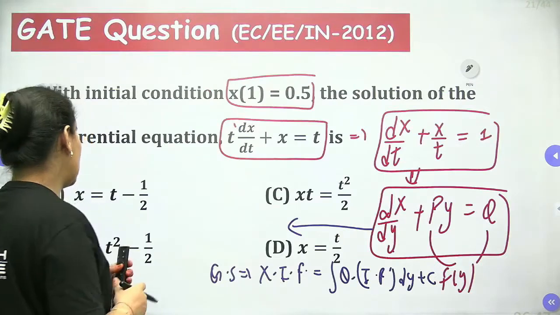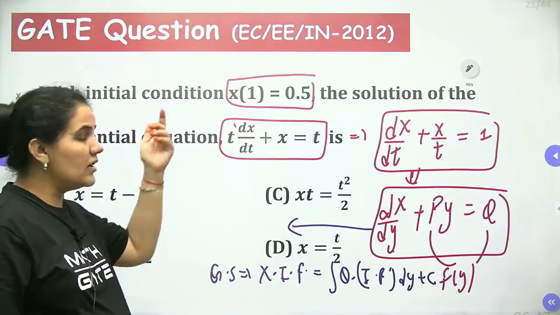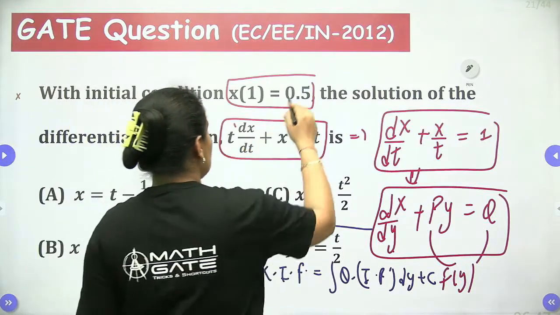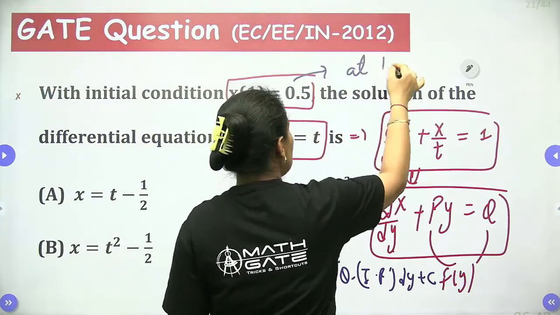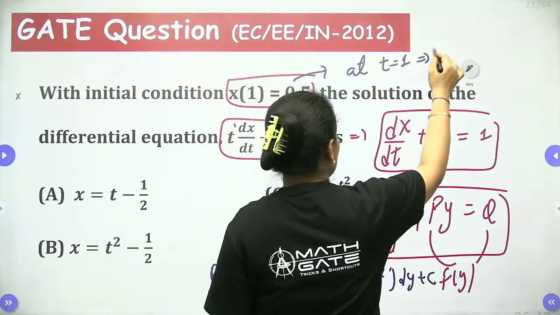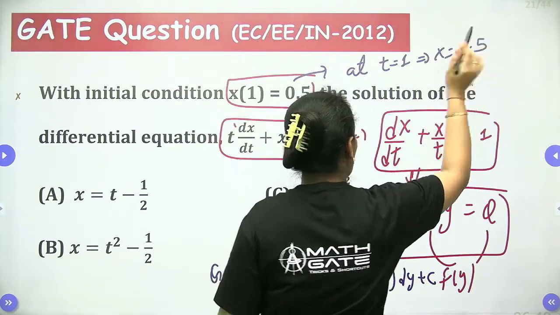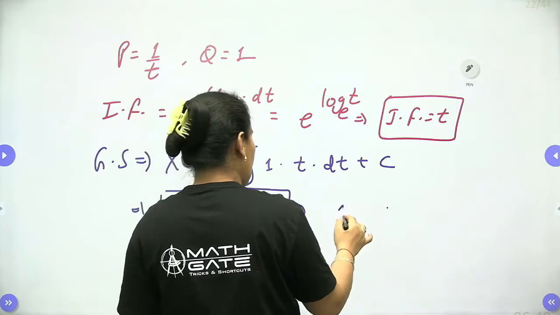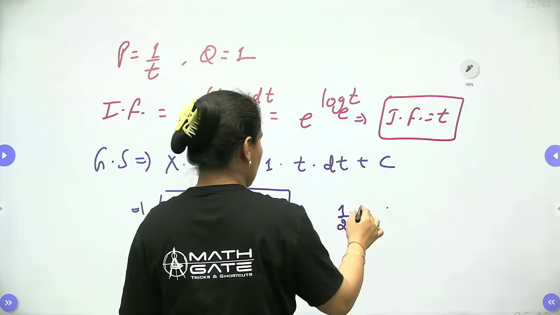So this will be my answer, but here I don't have the final answer because I have to use the initial condition also, dear students. So I have the initial condition: at t is equals to 1, x is equals to 0.5. So let's put here the condition t is equals to 1, x is equals to 0.5, means 1 by 2.